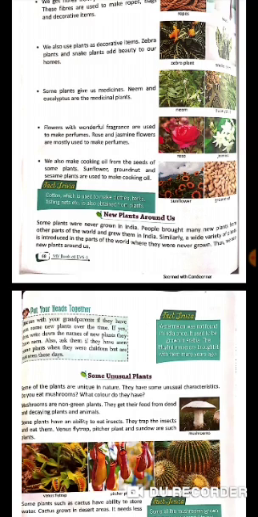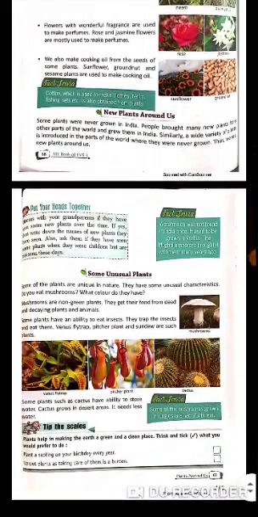Flowers with wonderful fragrance are used to make perfumes, like rose and jasmine, which are mostly used to make perfumes. Next, we also make cooking oil from the seeds of some plants. Sunflower, groundnut and sesame plants are used to make cooking oil. So we get oil from the nuts, flowers or seeds of plants only.